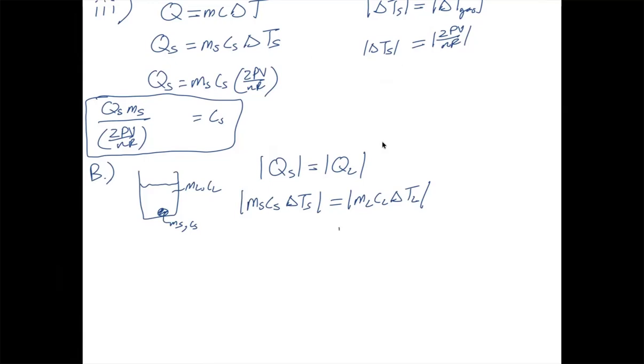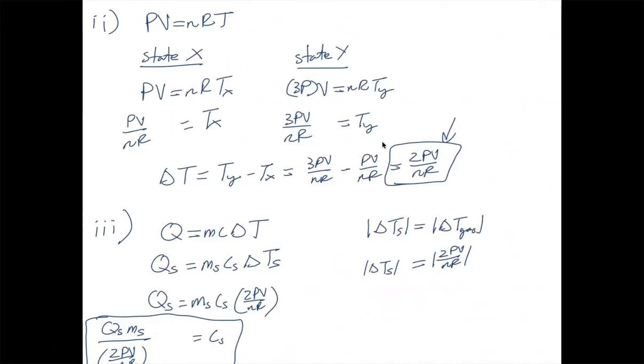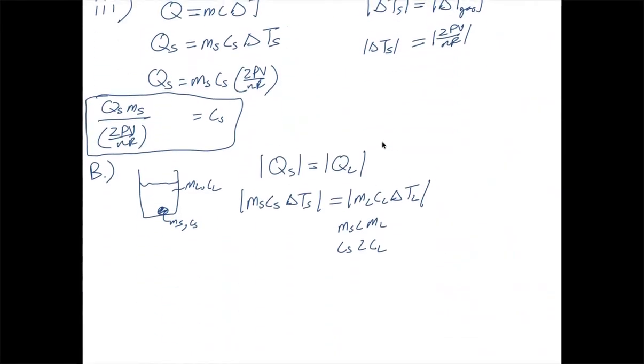Now, they did tell us that the mass of the sphere is less than the mass of the liquid, and the specific heat of the sphere is also less than the specific heat of the liquid. Let me double check that really quick. Yep. So given that, the magnitude of the change in temperature of the sphere must be significantly larger for the magnitude of the thermal energy transfer to the sphere to match that of the liquid. So that should be our answer here.